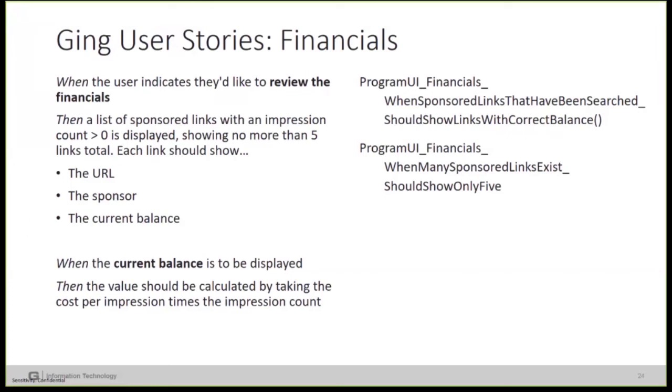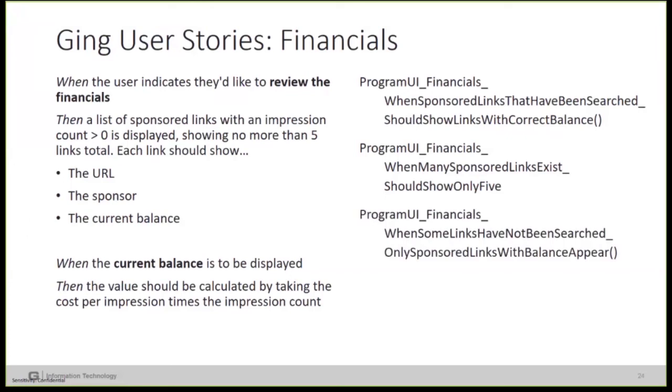Program UI financials. When many sponsored links exist, should show only 5. When some links have not been searched, only sponsored links with a balance appear. It's different. Like I said, there are several correct ways to split this out. And that doesn't mean that one's better than the other necessarily, as long as the key points are covered.